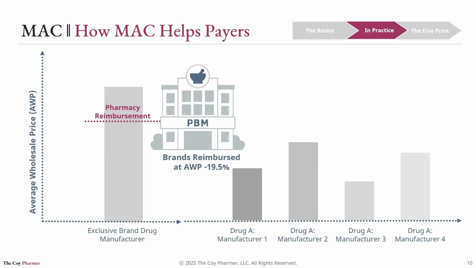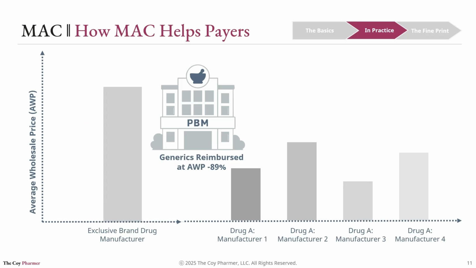So in the case of a brand product, again, PBMs will typically reimburse the pharmacies at a rate that's AWP minus somewhere between 18 and 21%. And this is a relatively static and stable reimbursement rate across many of their pharmacy contracts.